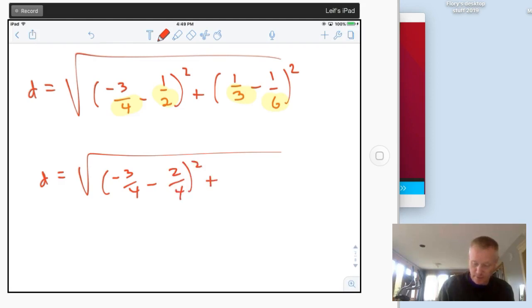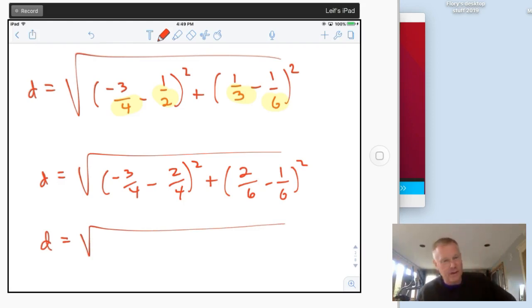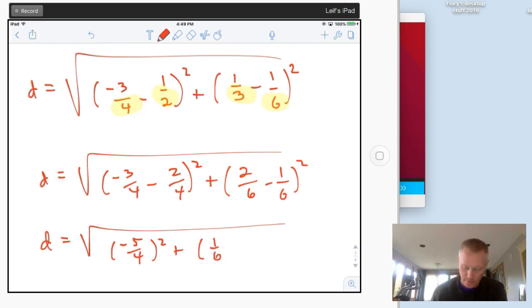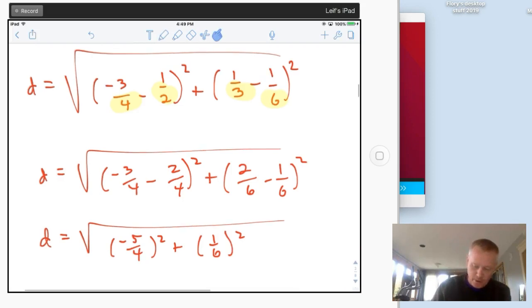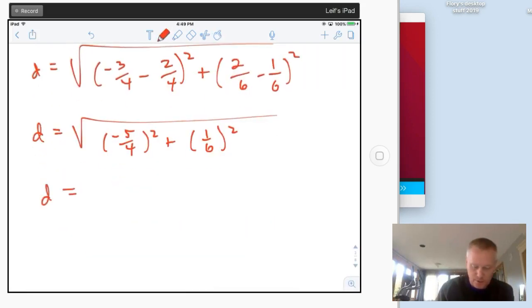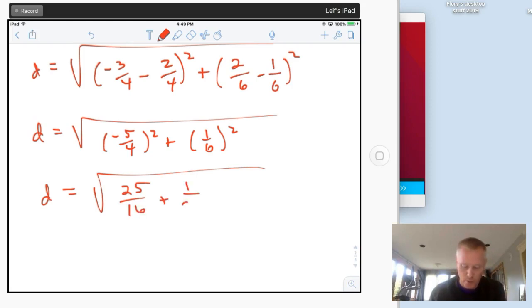That's the same. 1/3 is the same as 2/6. Okay, so this is getting easier. Next, I'm just going to combine them, right? Negative 3/4 minus 2/4 is negative 5/4. Negative 2/6 minus 1/6 is 1/6. Now I'm going to square the fractions. Remember, to square fractions, you can square the numerators, square the denominators. These both can be positive when you're done. So this is 25 over 16 plus 1 over 36.